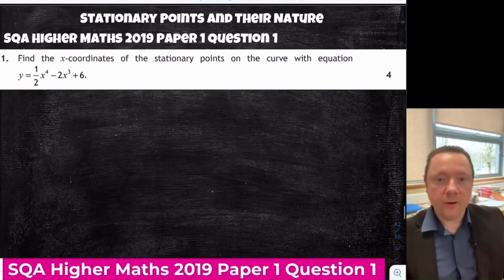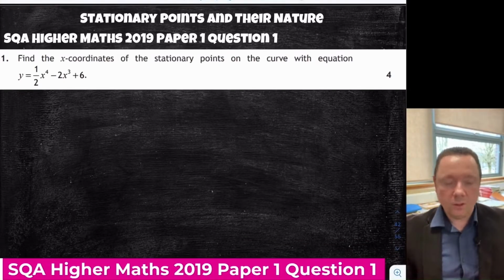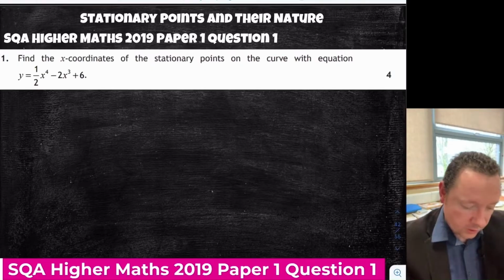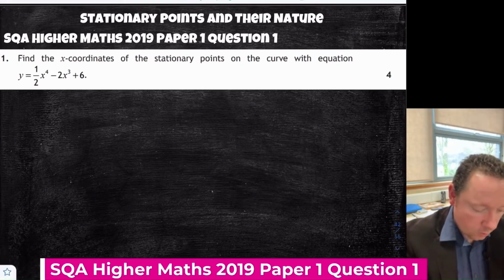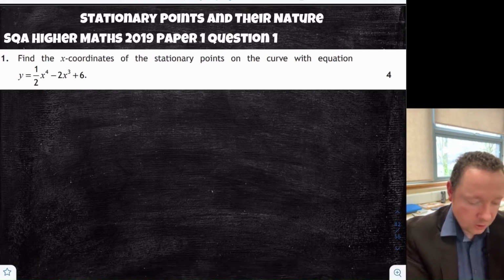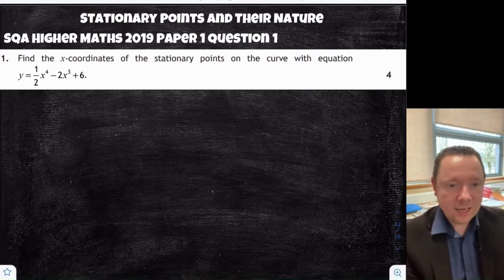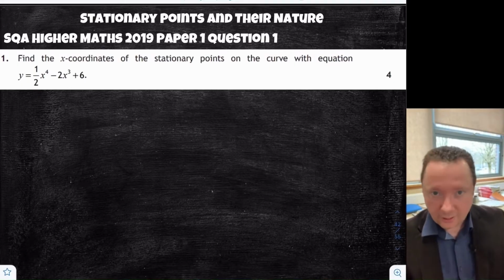Stationary points, SQA Higher Maths, 2019, paper 1, question 1. Find the x-coordinates of the stationary points on the curve with equation y equals a half x to the 4 minus 2x cubed plus 6. Stationary points of the curve occur when dy by dx equals 0.